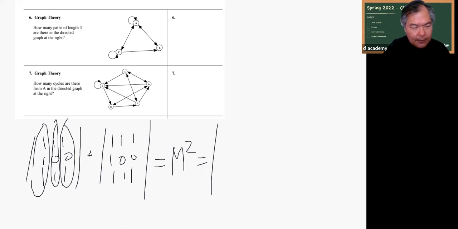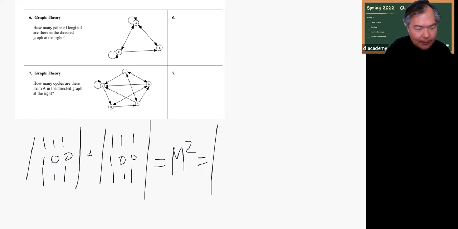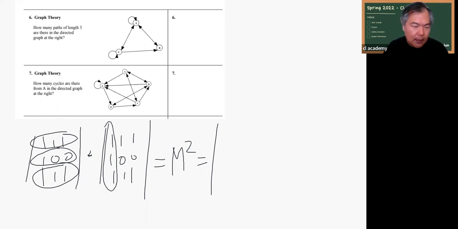Oops, sorry, that was wrong. I'm sorry. You're multiplying the rows against the columns. So it would be row A times column A. What matches up? They all match up, so that would be a 3.